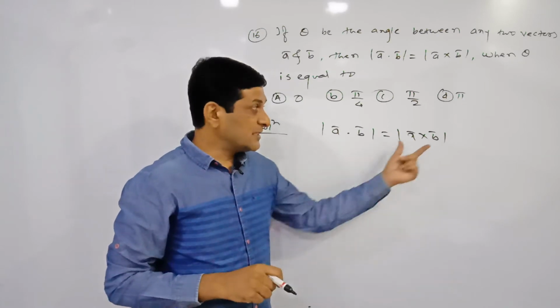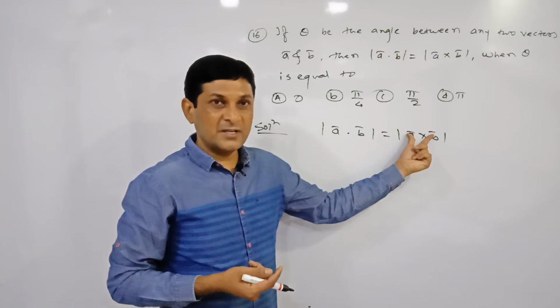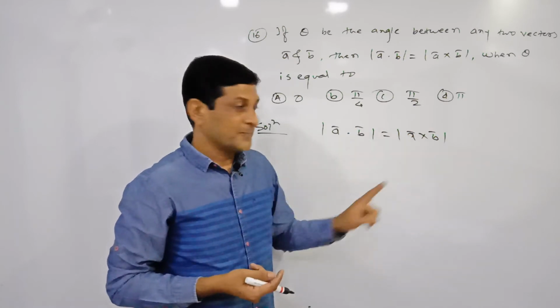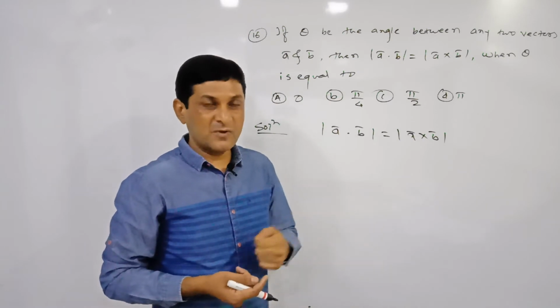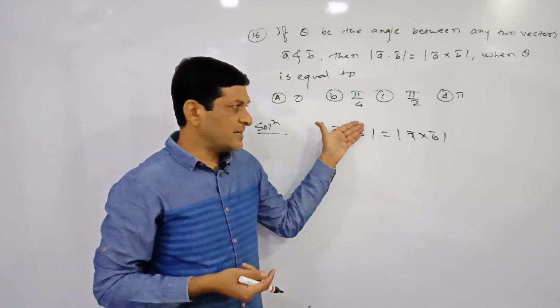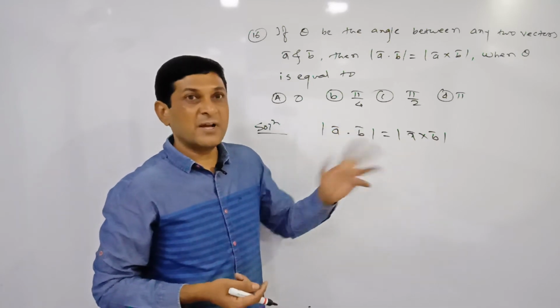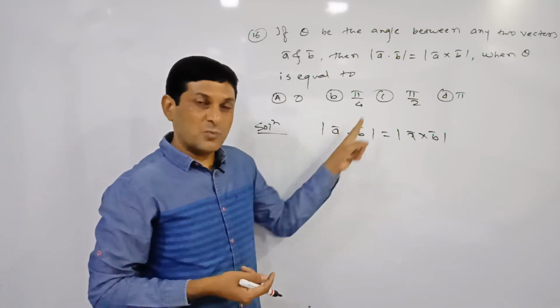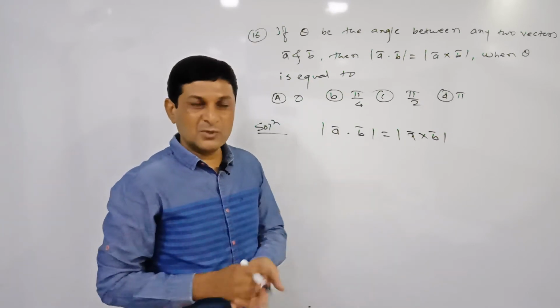But on this side a bar cross b bar is a vector quantity, and since it is a vector quantity it has magnitude and direction. So that's why here this notation can be read as magnitude of a bar cross b bar. But here it is already a scalar quantity, one number is there, so we cannot say that a number has a magnitude. Its mod will be equal to plus or minus the number, so already you know the definition of modulus function.